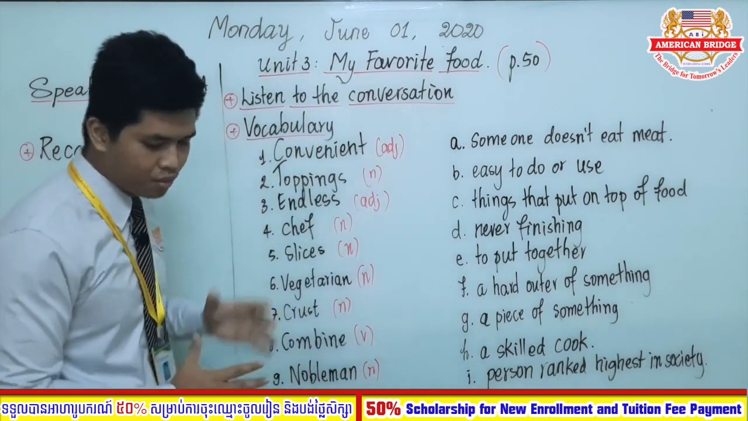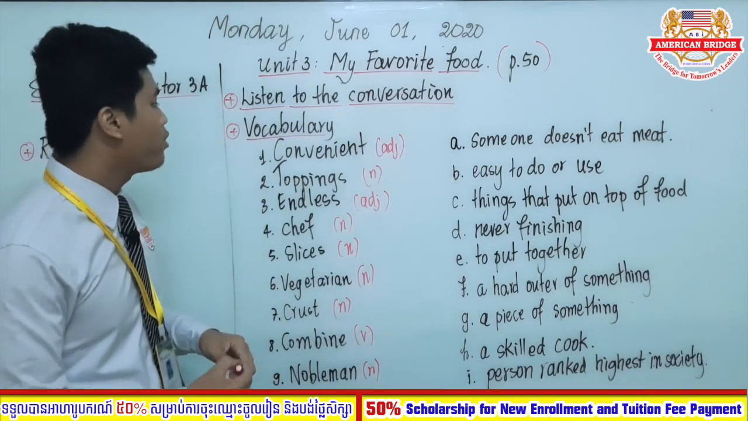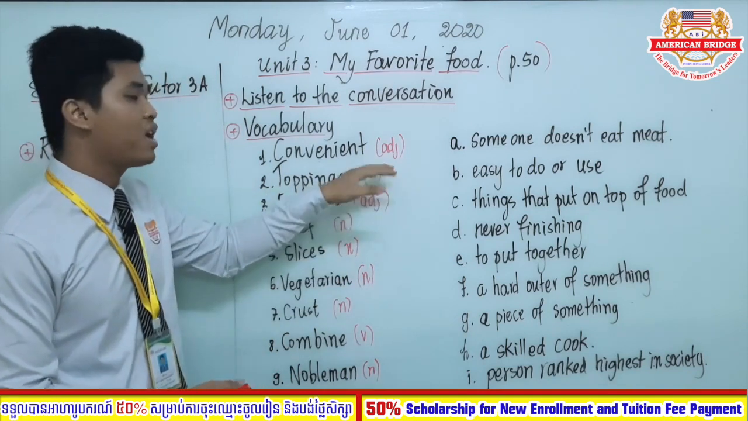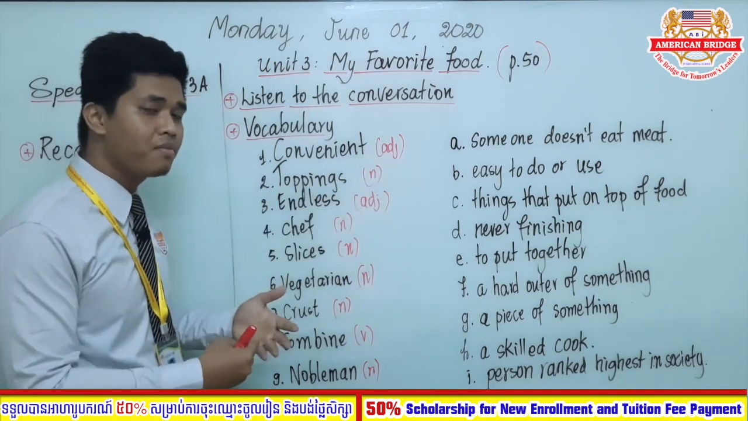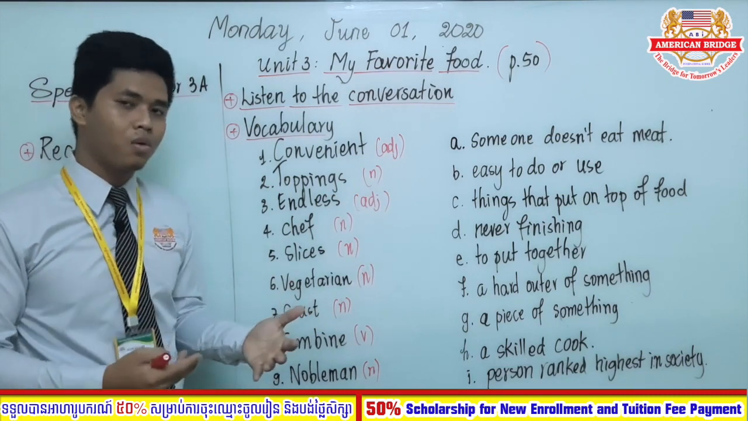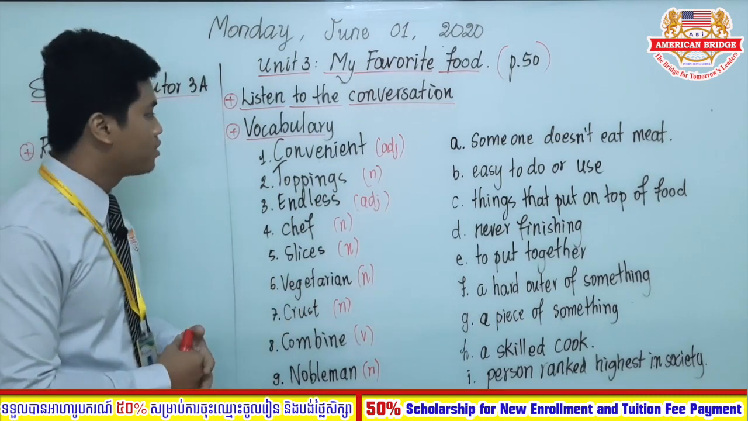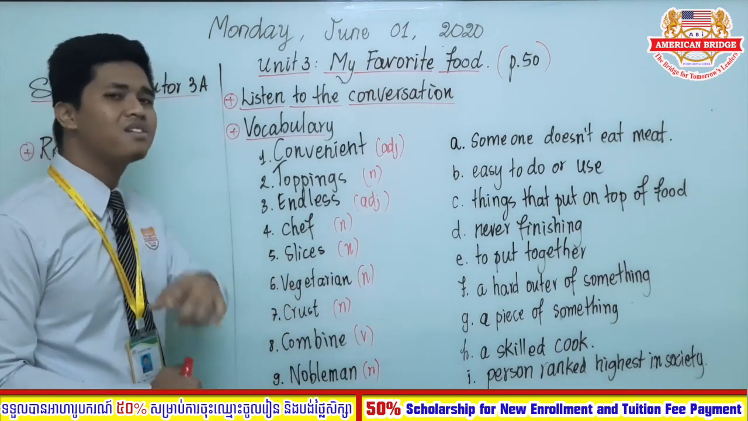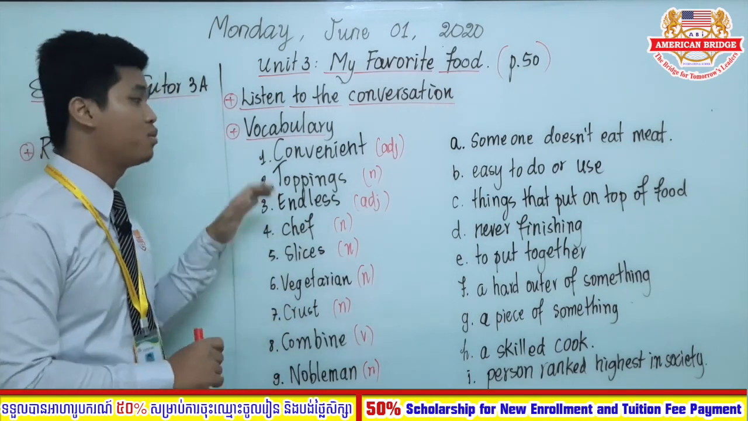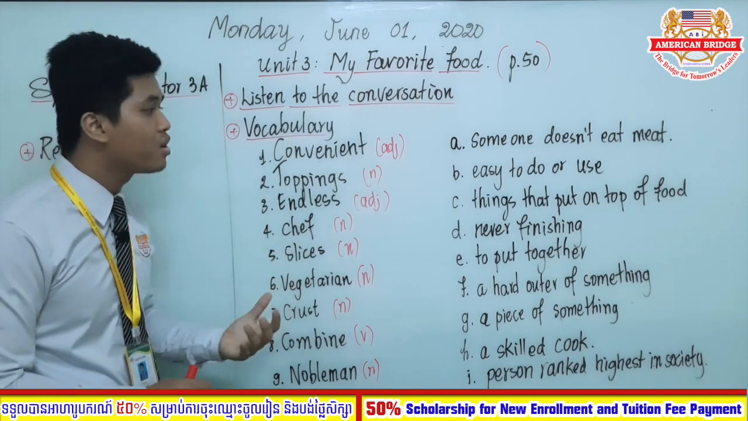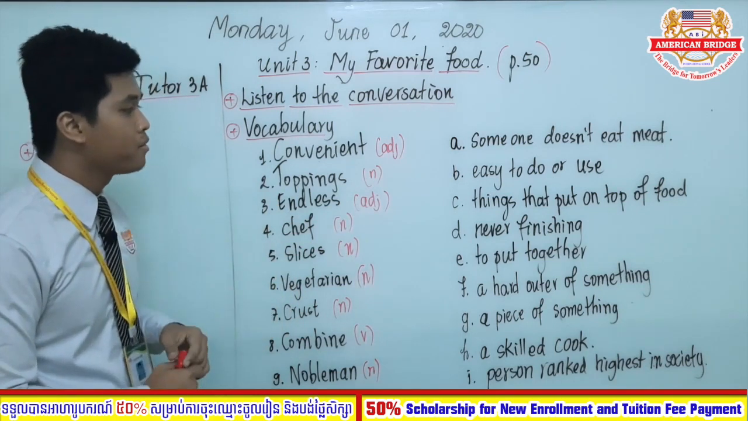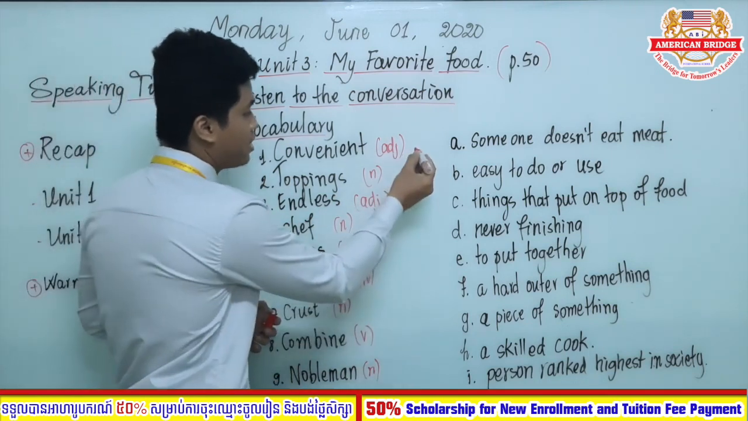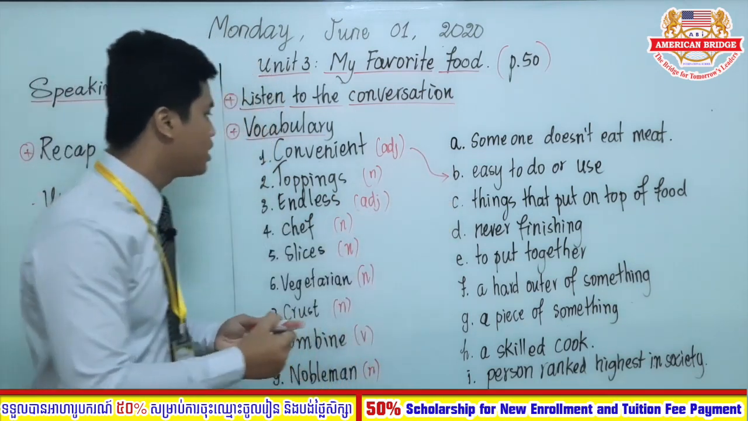So look at the first word. We have the word convenience. Convenience, which functions as an adjective. It is used to describe something, a noun or a situation. So the definition of the word convenient, if you check the dictionary or you type this word on the internet, you can see the definition is easy to do or to use, which is the definition letter B.